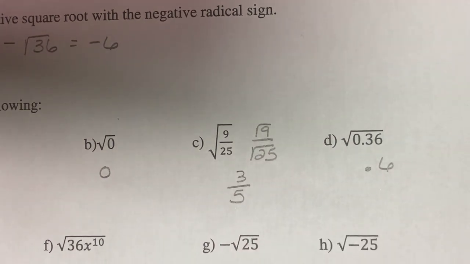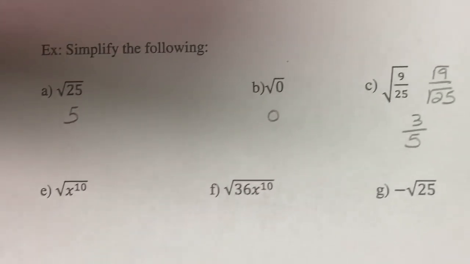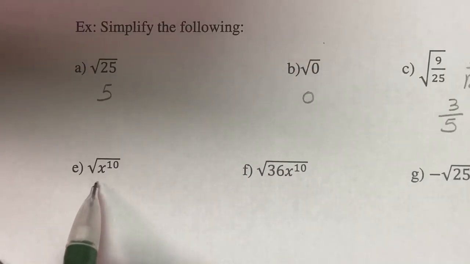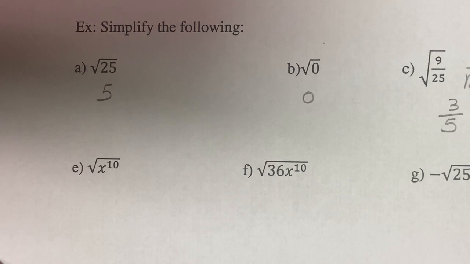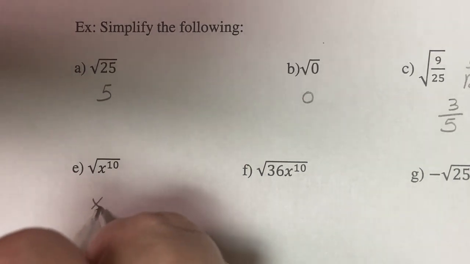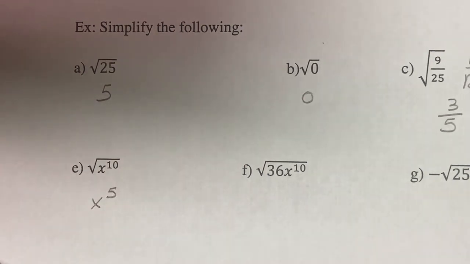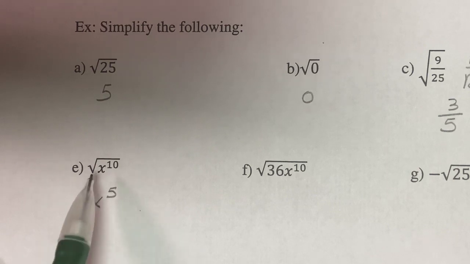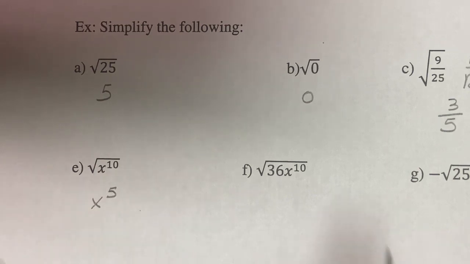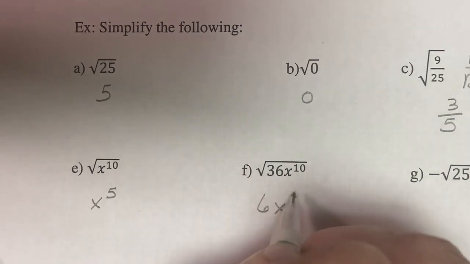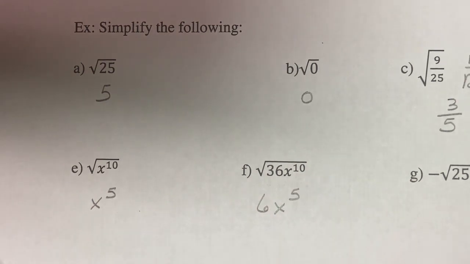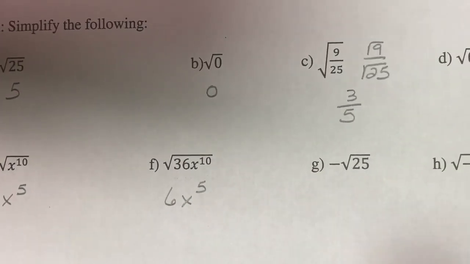If I want the square root of x to the 10th, what's going to multiply by itself to give me x to the 10th? That's going to be x to the 5th. Because if I multiply x to the 5th times x to the 5th, I would add the exponents according to the exponent rules, and that would give me x to the 10th. The square root of 36x to the 10th would be 6x to the 5th. This is asking me for the negative square root of 25, so that would be negative 5.